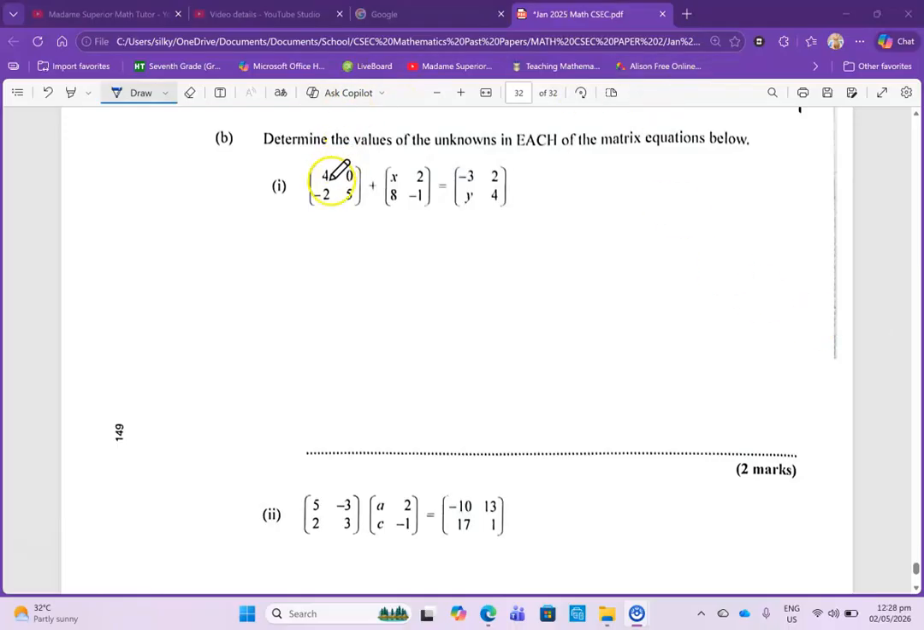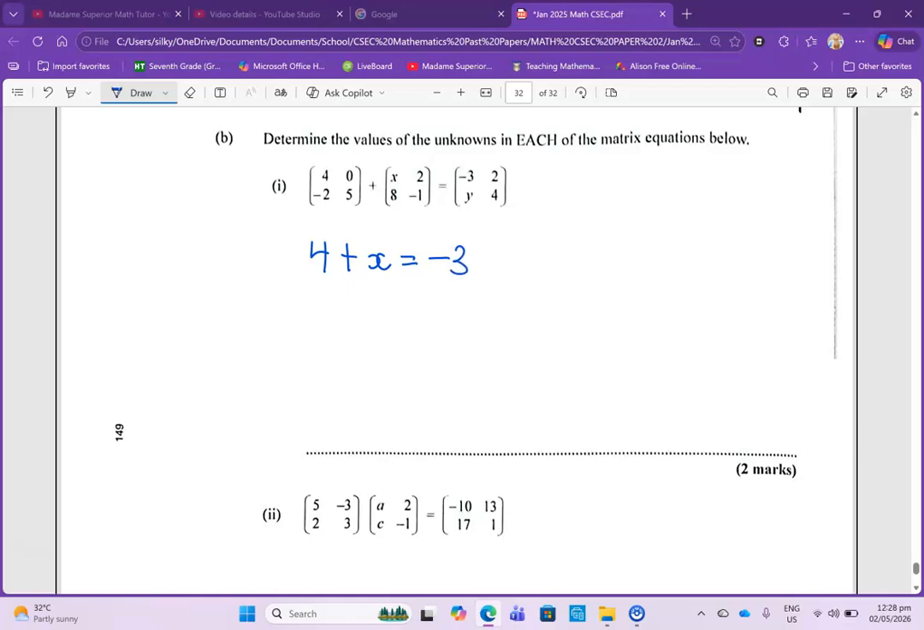When we add two matrices together, we have to add corresponding elements in the matrices. That means the numbers that are in the same position. So if I add 4 plus x, that will give me negative 3. That's our first equation: 4 plus x equals negative 3. Therefore x will be negative 3 minus 4, which gives negative 7.